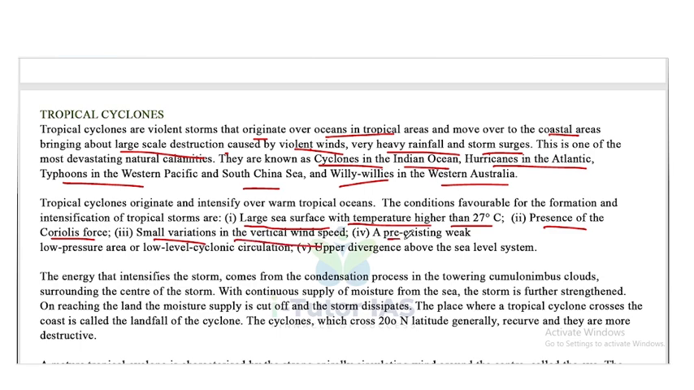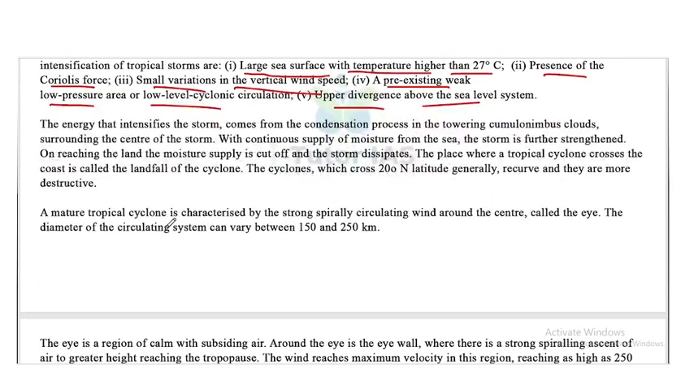Now, a pre-existing weak low pressure area or low level cyclonic circulation. And the final one, upper divergence above the sea level. Okay, so these are some of the conditions for the intensification of tropical storms. The energy that intensifies the storm comes from the condensation processes in the towering cumulonimbus clouds surrounding the center of the storm.